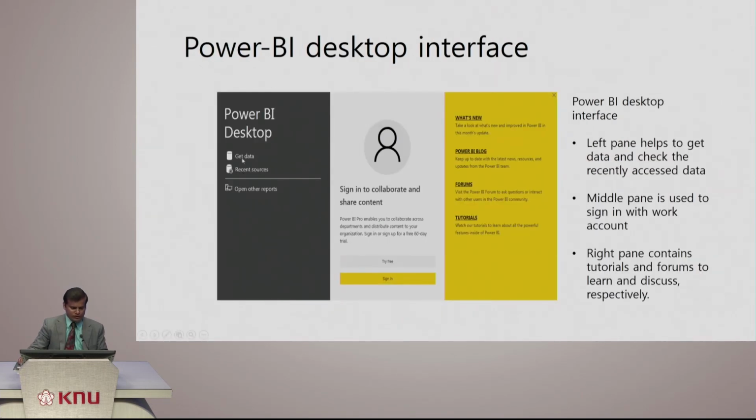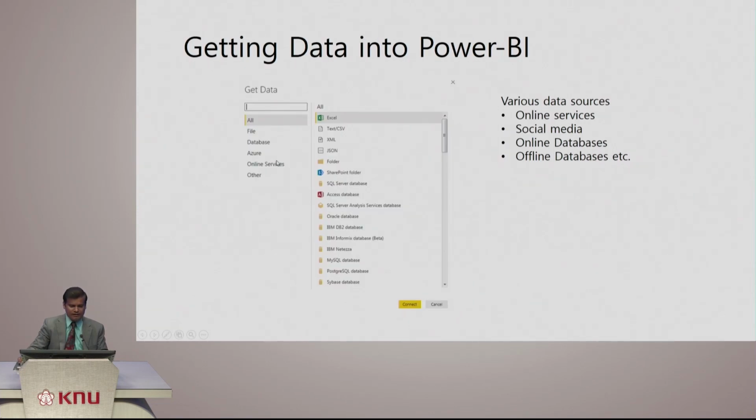So we know that once you click this get data here, it takes us to this page, or this will pop up, in which you can consider all the different sources of data that you have. You can go for online service data, social media data, online database, offline database, as well as, if you wish, data from the servers that you have on your desktop or other places. So you can choose which data you want to use, what files you want to upload, and accordingly you can get that data.